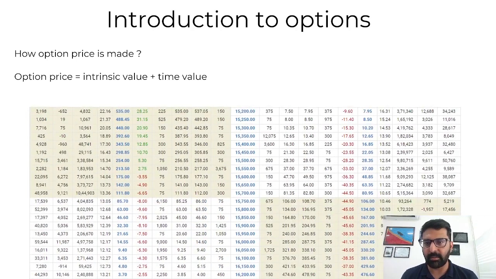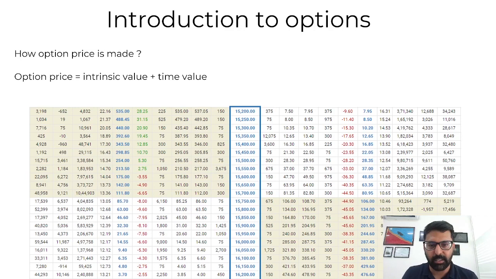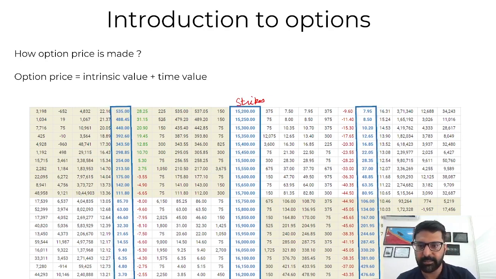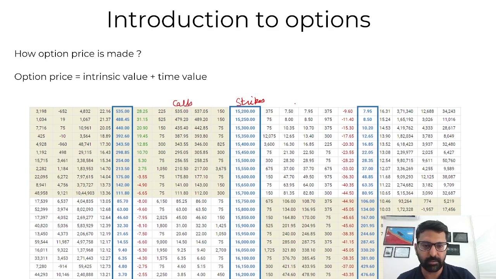All right. So let's talk about how option prices are made. Here on your screen, you see the option chain, right? This is the Nifty option chain. You can go to the NSE website to check this out. The numbers highlighted in blue in this rectangle are the strikes, and these are the premiums. On your left hand side, this is all calls. On the right hand side, it's all puts. These are the various strikes, and these are the premiums of those strikes, right?